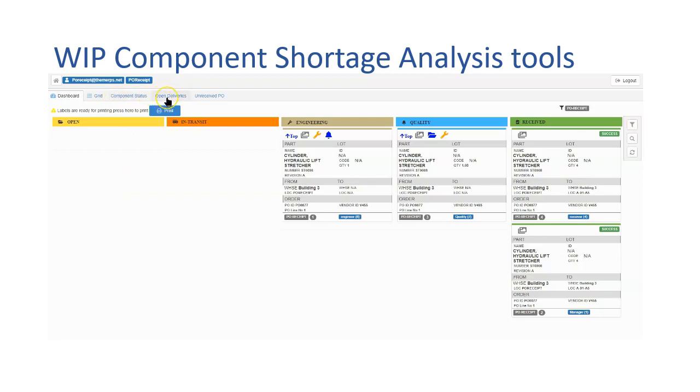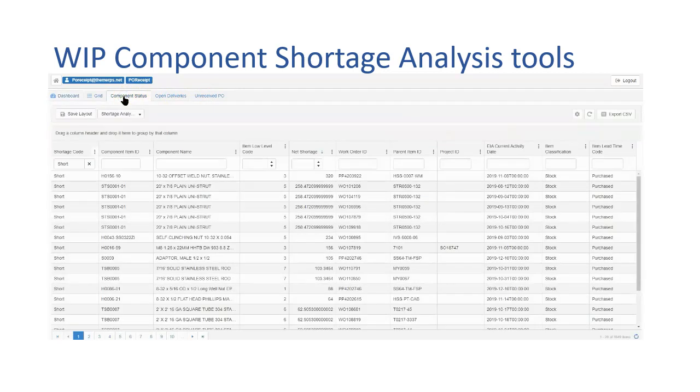Work-in-process shortage analysis is provided in 3 reports that are automatically refreshed at midnight. You have the option of refreshing the reports anytime, but be aware that these reports query lots of data and may take a few minutes to complete. The Component Status Report is a shortage report showing component items that are currently shortages for your planned and released work orders.